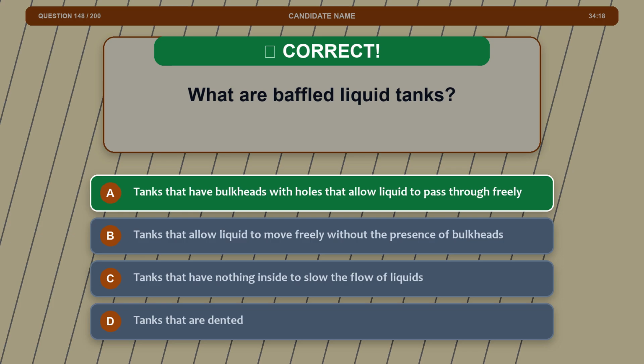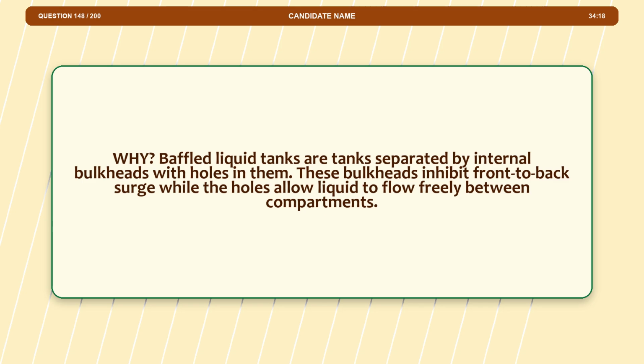The correct answer is option A, tanks that have bulkheads with holes that allow liquid to pass through freely. Explanation. Baffled liquid tanks are tanks separated by internal bulkheads with holes in them. These bulkheads inhibit front-back surge while the holes allow liquid to flow freely between compartments.